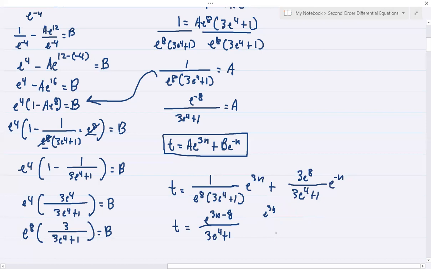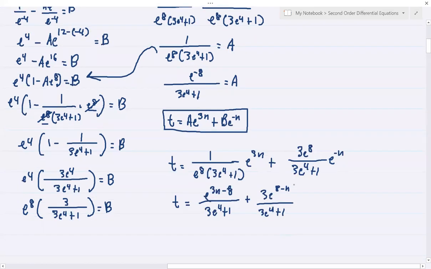So yeah, that's it. And for this one, we have 3e raised to 8 times e raised to negative n. So I will have 3e raised to 8 minus n all over 3e raised to 4 plus 1. So how did I come up with this one?